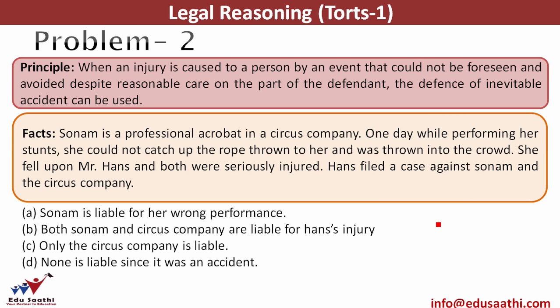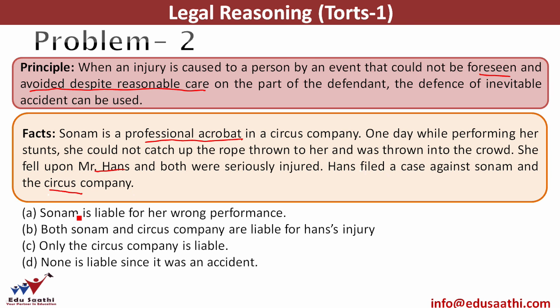Let's take an example for this. The principle is, when an injury is caused to a person by an event that could not be foreseen and avoided despite reasonable care on the part of the defendant, the defense of inevitable accident can be used. Facts of the case are, Sonam is a professional acrobat, which means that she does her act very well in a circus company. One day, while performing her stunts, she could not catch the rope thrown to her and was thrown into the crowd, right? She fell upon Mr. Hans and both were seriously injured. Hans files a case against Sonam and the circus company.